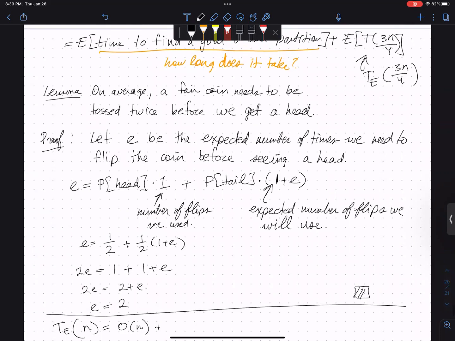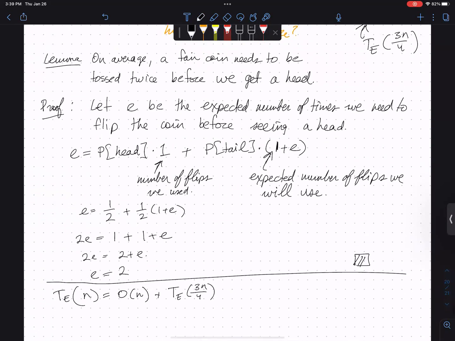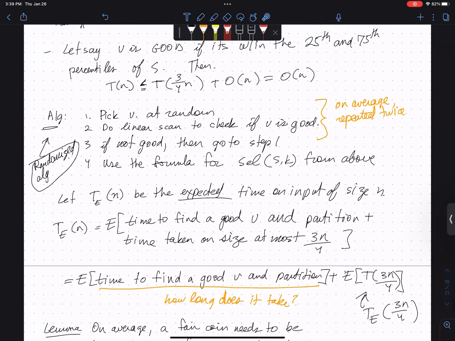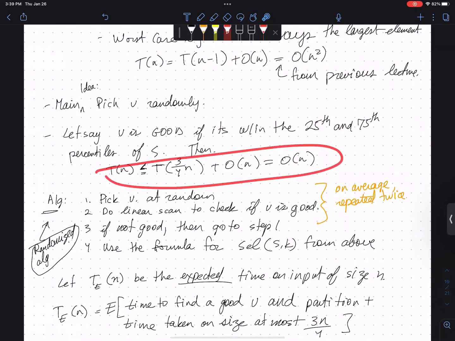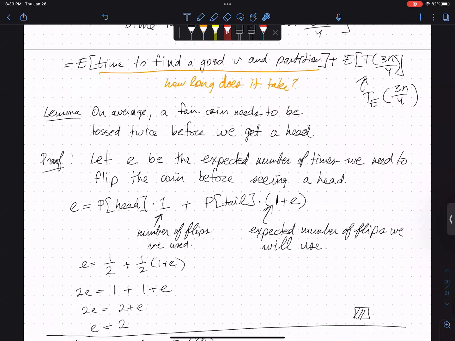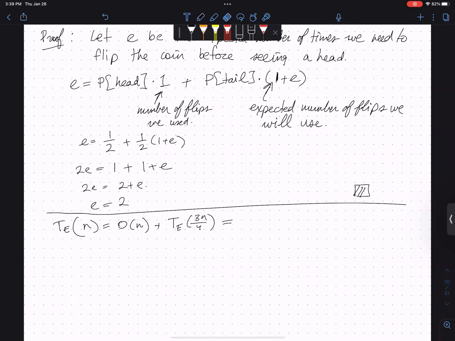Plus the last part there. So if you compare this, O of n plus this recursive call to 3n over 4, it's the same recurrence relation as here. Here, we just assumed we would find a good pivot. But if we modify our algorithm so that we are guaranteed to find a good pivot, then in expectation, the running time is still the same. So this is equal to O of n. This completes this algorithm.